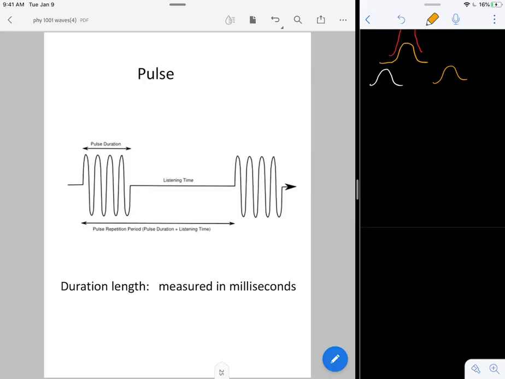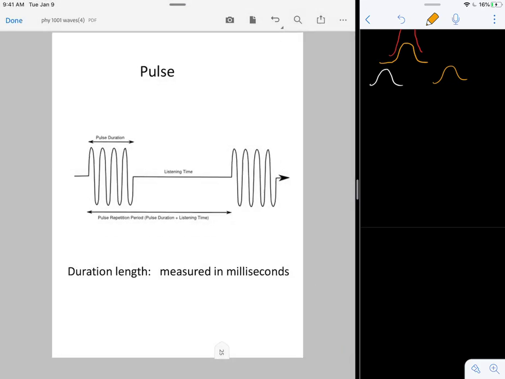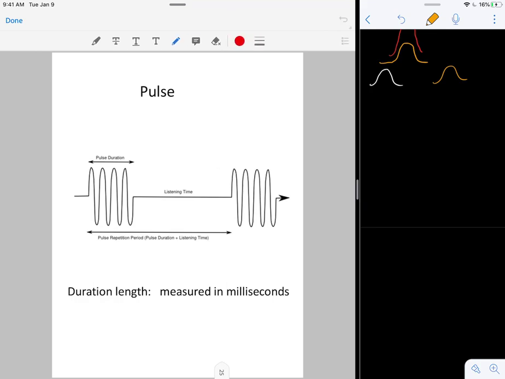Here, there's another term that you might hear about, which is the idea of a pulse. A pulse means that you add up a whole bunch of different waves. So you add up a wave that looks like this, and a wave that looks like this, and a wave that looks like that, and you actually create a small wave. And you can use this to send signals.